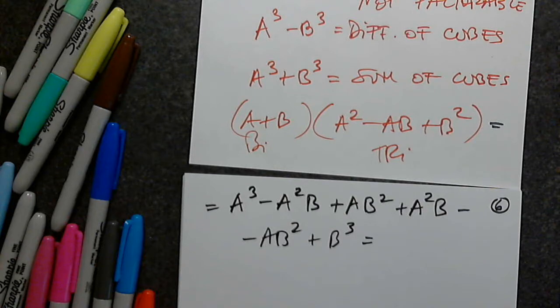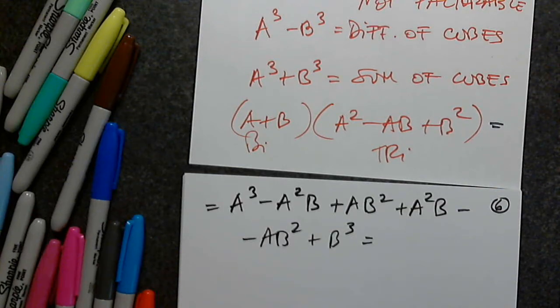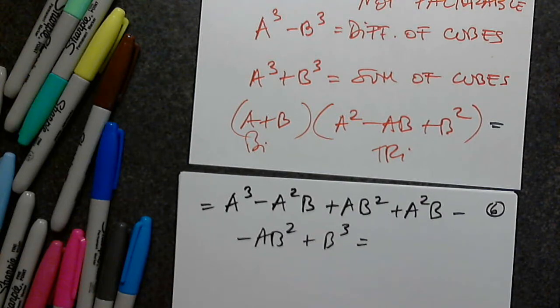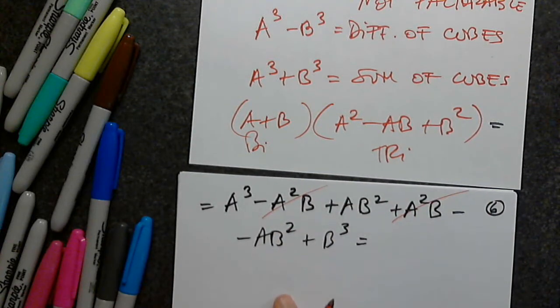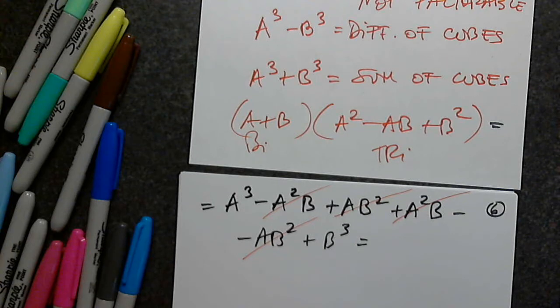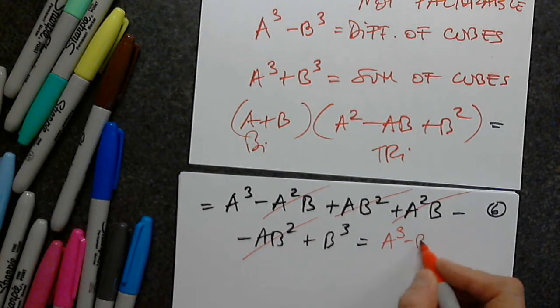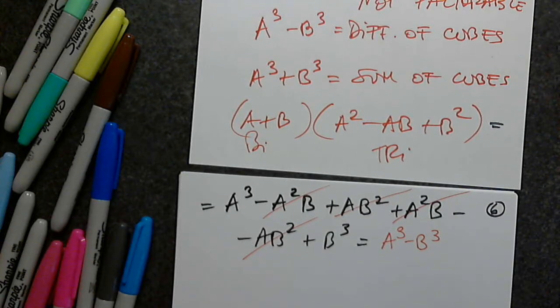Look at those terms, two, four, six, and say, what? So some of them could cancel. Like you have a minus a squared b and a plus a squared b. So what is the final simplified form then? It's a cubed plus b cubed. It's just the sum of cubes.